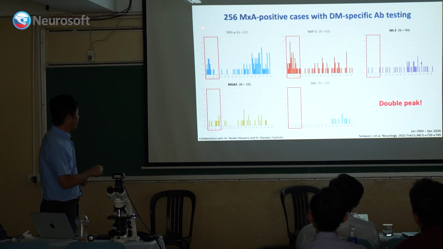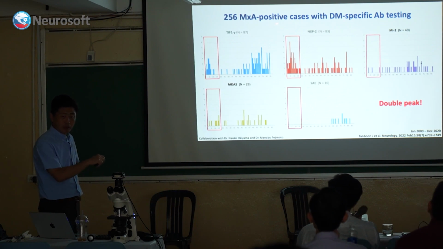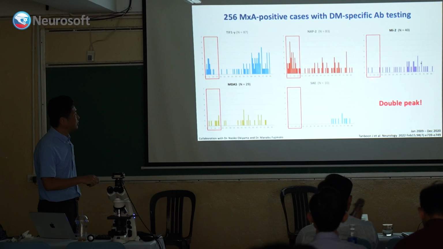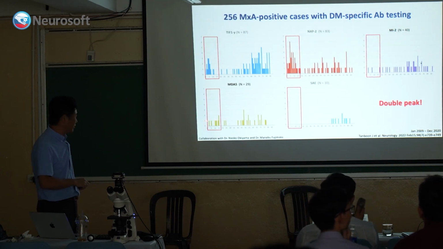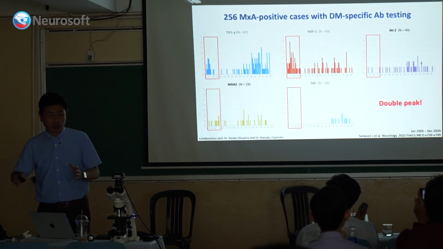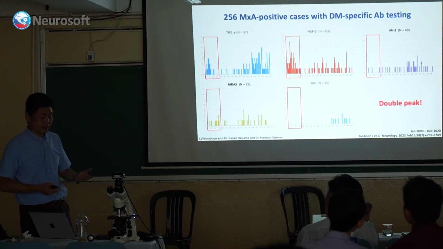So this one is the pediatric range. TIF1 gamma is the same, actually. You have a big peak and also an adult peak as well. But when it comes to NXP2, you have a very big peak among pediatric ages, right? But when it comes to Mi-2, yes, there are some patients, but very, very few. MDA5, not so different. SAE, no patient. So actually, depending on the positive antibodies, clinical characteristics are different.